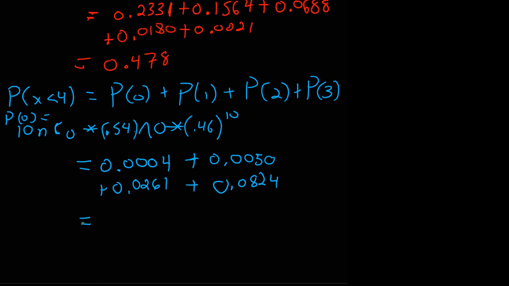And so I'm going to add up these probabilities. 0.0004 plus 0.0050 plus 0.0261 plus 0.0824, and I get 0.114, rounding to 3 decimal places. And that's how we find our probability distributions for this binomial distribution, using our binomial formula and the up arrow function on the calculator.